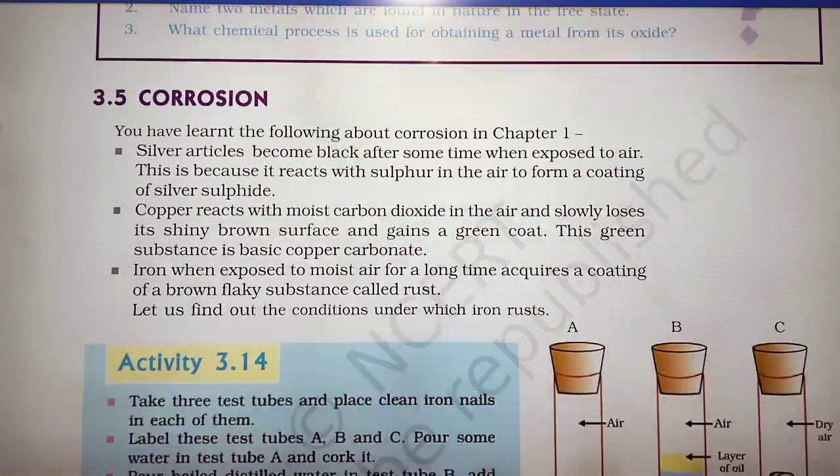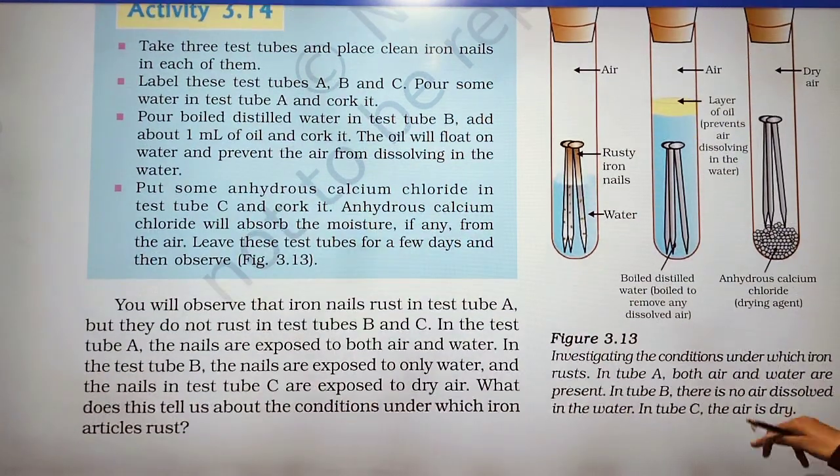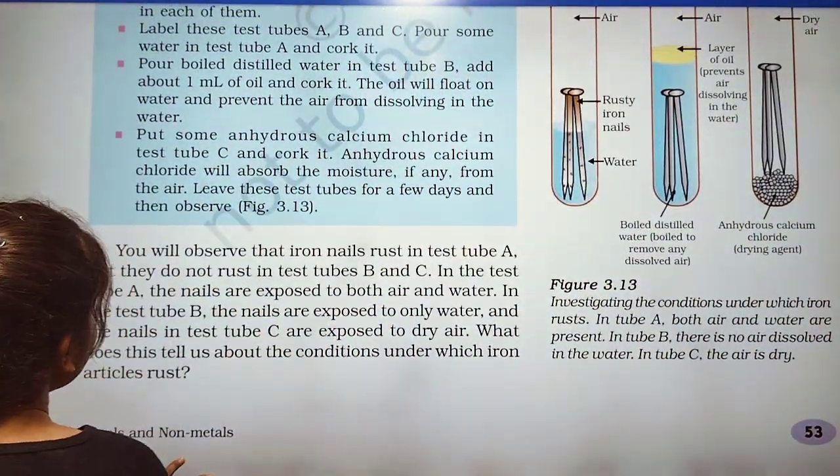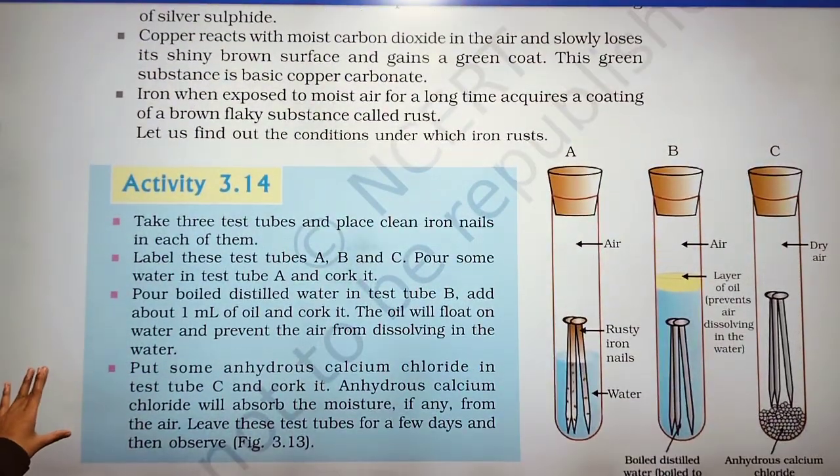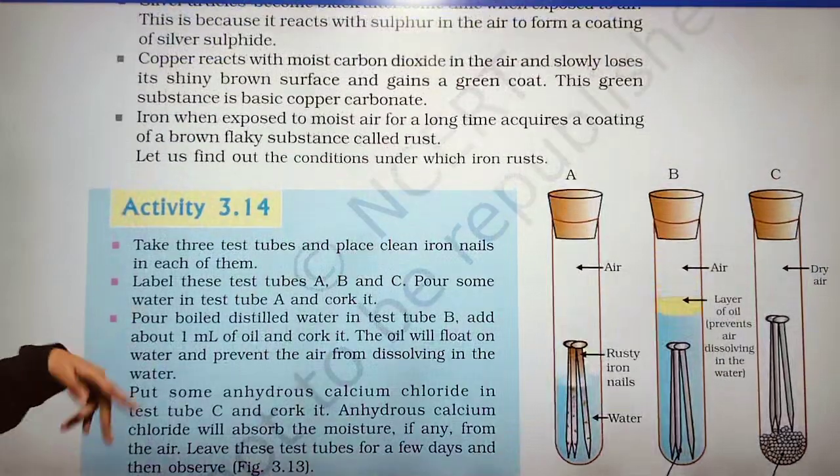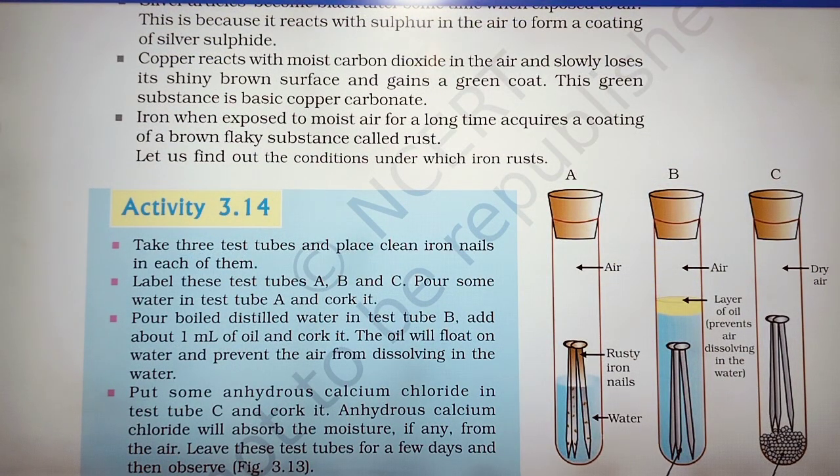So these are all things that we have learned in chapter 1. And now we will observe an activity. Take 3 test tubes and place clean iron nails in each of them. It means we have to take clean test tubes and put clean iron nails in each of them. After that, label the test tubes A, B, and C. Pour some water in test tube A and cork it.